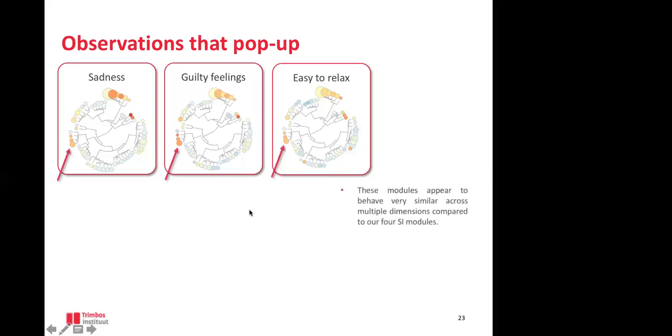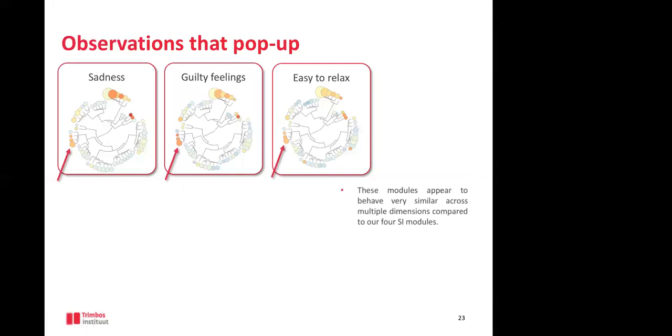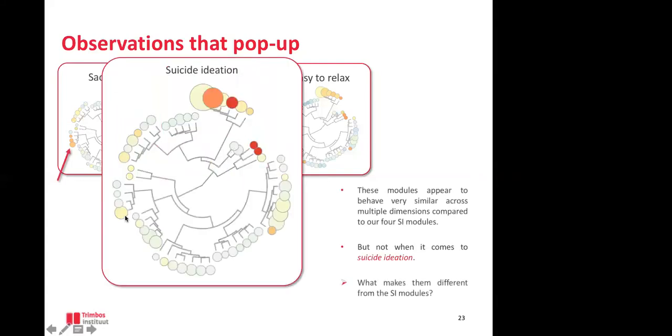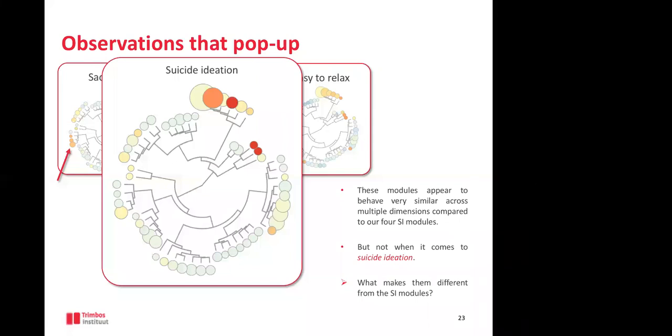But if we now take a look at modules at another position in the dendrogram that are also scoring high on these measurements, which appear to be coinciding with suicide ideation, we see that they're behaving quite similar across these items, but for whatever reason they're not having suicide ideation. So one of the questions you could have is, what makes these modules different? These modules that are scoring high on these negative aspects, but not on suicide ideation. So what's different between these people?